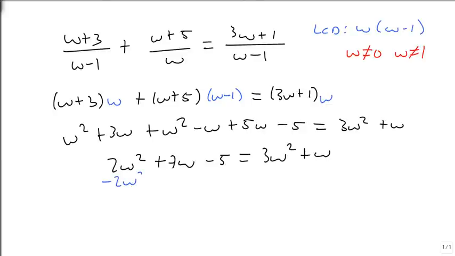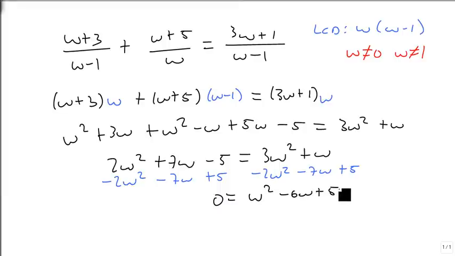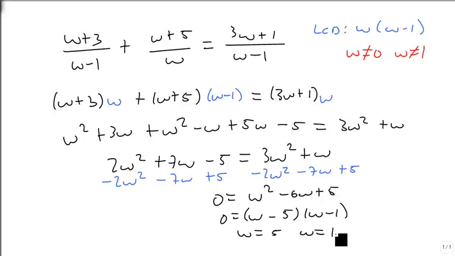Let's move everything over to the left side because that's got the bigger w squared. And we end up with 0 equals w squared minus 6w plus 5. This factors as (w minus 5)(w minus 1). So w equals 5 and w equals 1. However, when we go back and check against our domain, we can't have w equal 1, so our answer is only w equals 5.